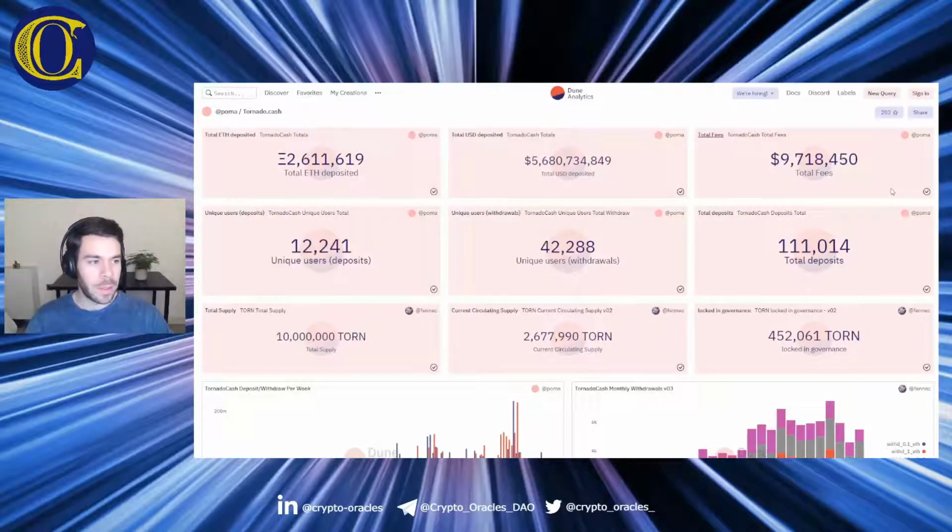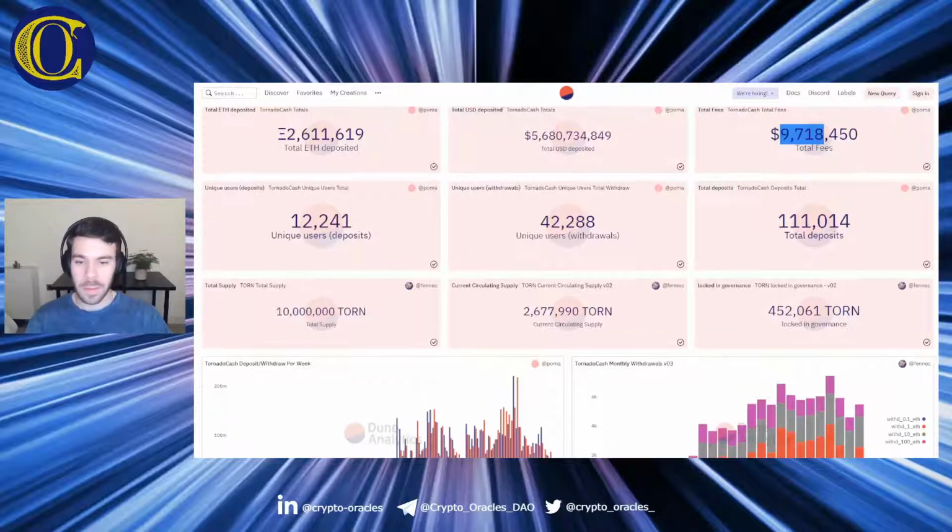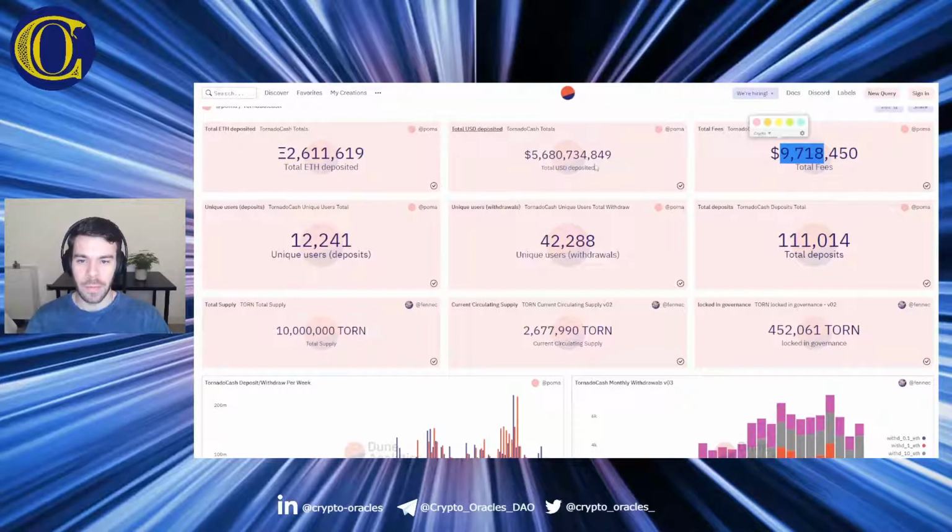In terms of metrics, I also find it quite interesting. There is a total of 2.5 million ETH deposited, for a total of $5.5 billion. So definitely a big protocol. They raised about 10 million just in fees, but I think that's quite honest actually if you look at how much money got deposited. 12,000 users, so not that many users for the amount of money deposited, and 42,000 unique users when we look at withdrawals as well.